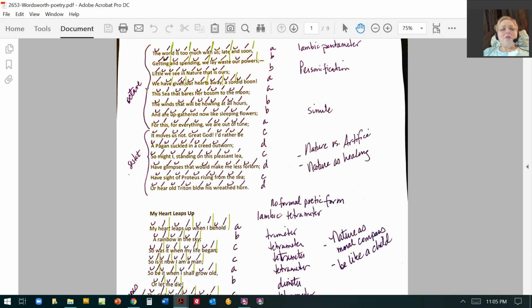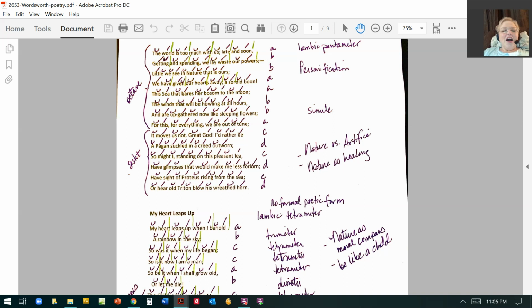So might I, standing on this pleasant lea, have glimpses that would make me less forlorn, have sight of Proteus rising from the sea, or hear old Triton blow his wreathed horn, right? So that's kind of his response, right? Rather than continuing to follow all of the civilized rules of society, he'd rather be a pagan. He'd rather go back and follow some archaic creed that would at least keep him in touch with nature, right?